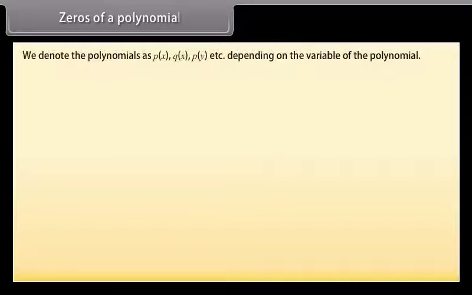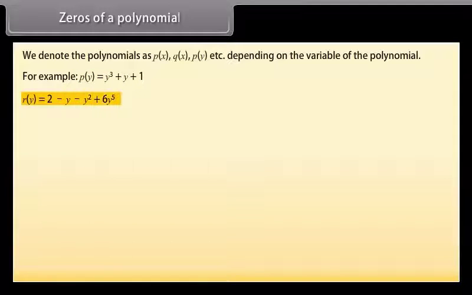Zeros of polynomial. We denote the polynomials as p(x), q(x), p(y), etc., depending on the variable of the polynomial. For example, p(y) is equal to y cube plus y plus 1. r(y) is equal to (2 minus y square plus 6y) raised to the power 5. Look at this polynomial now.